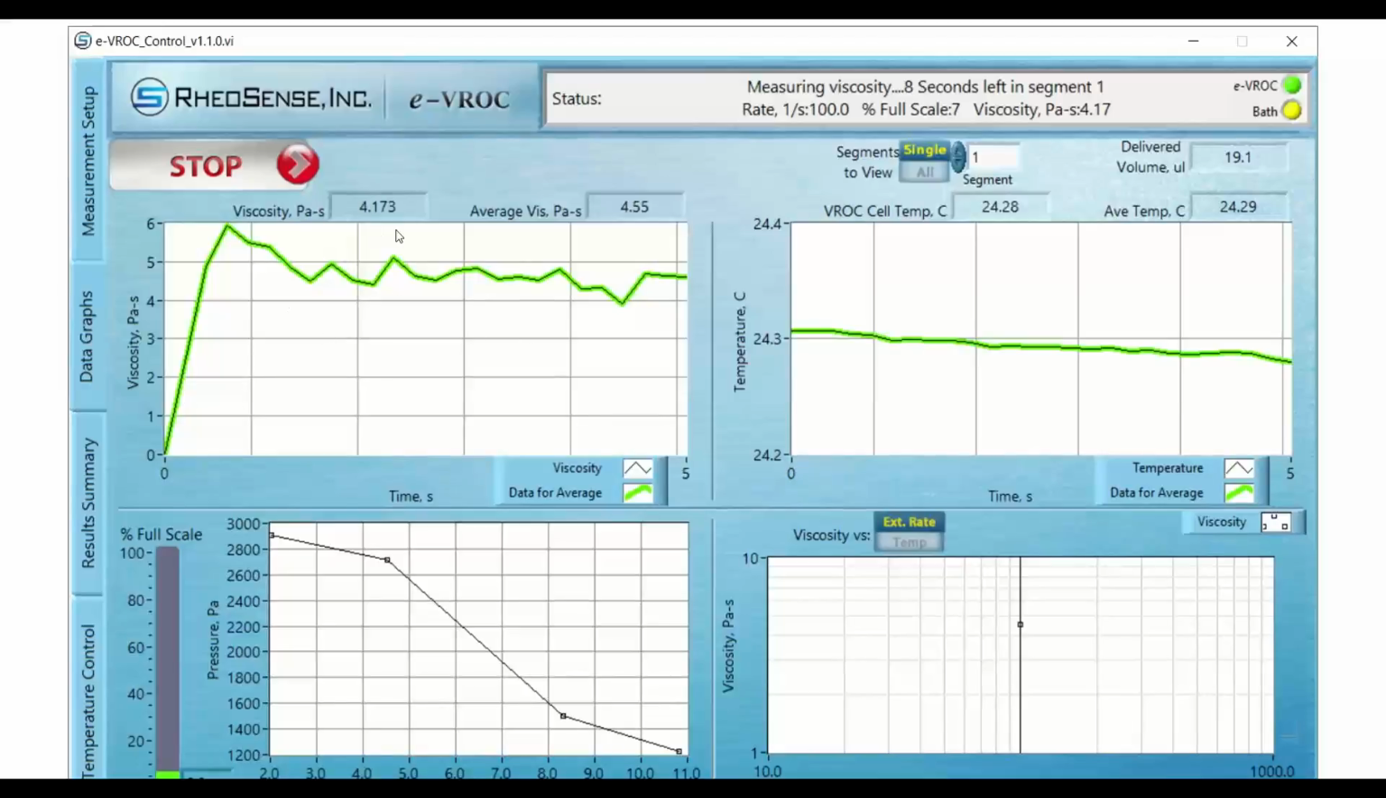And if you're not seeing a plateau, then that's going to be an indication that either your experimental parameters aren't quite right, meaning you have to extend your measurement and average time, or perhaps there's something else going on in the system that's not allowing you to reach a steady state.